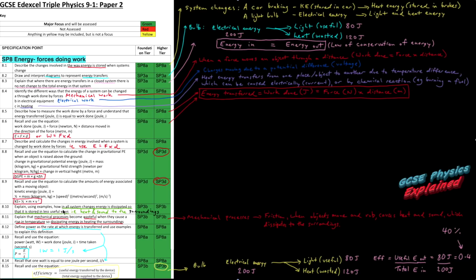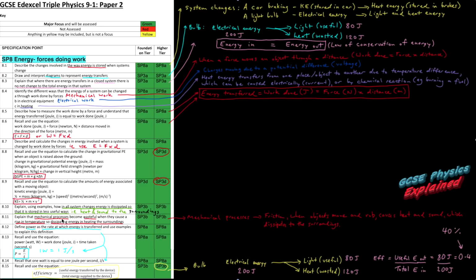Explain using examples how in all system changes energy is dissipated so that it is stored in less useful ways. In other words, you always lose energy as heat and sound, and it goes to the surroundings. And that's usually because of friction.